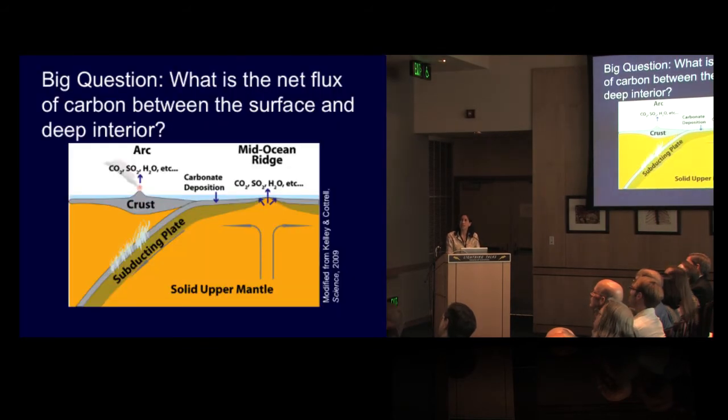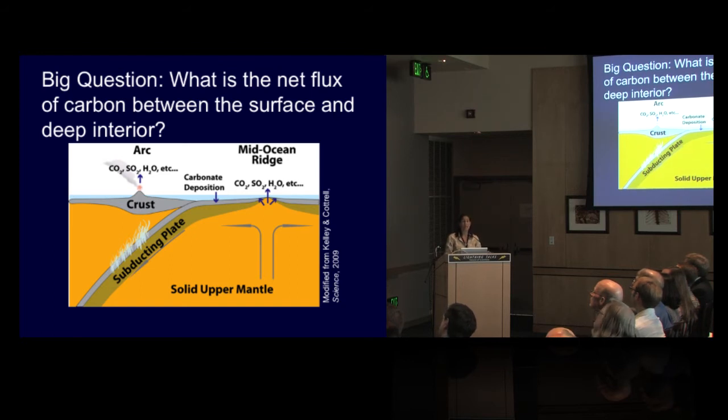So, big question. What is the net flux of carbon between the surface and the deep interior? Everyone knows carbon's important. It's a greenhouse gas. The planet is warming because of increased carbon dioxide in the atmosphere. What you might not know is that an estimated 90% of carbon on Earth is actually in the deep earth, not on the surface. And so this has incredible leverage. It's the elephant in the room of carbon.